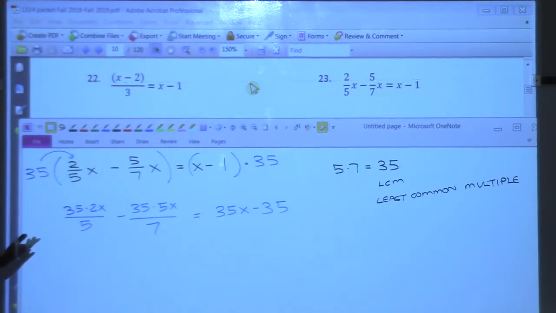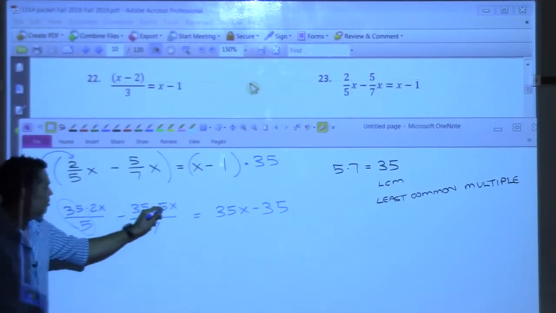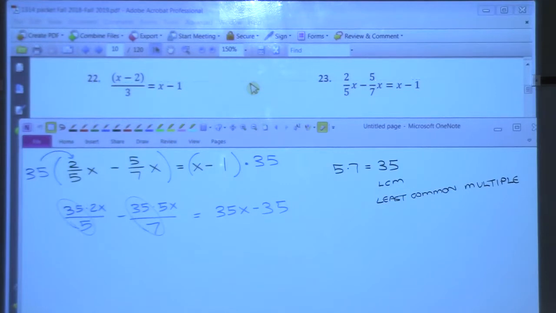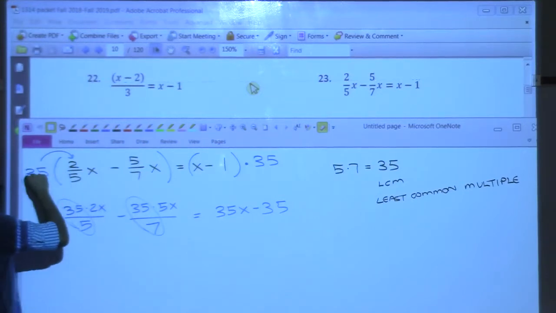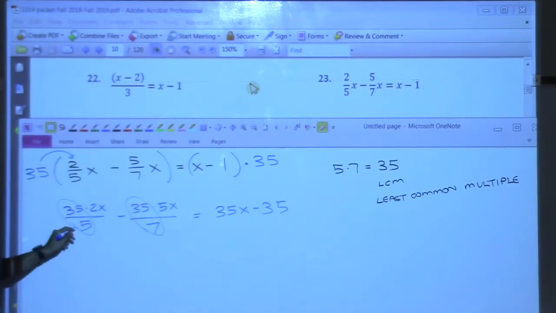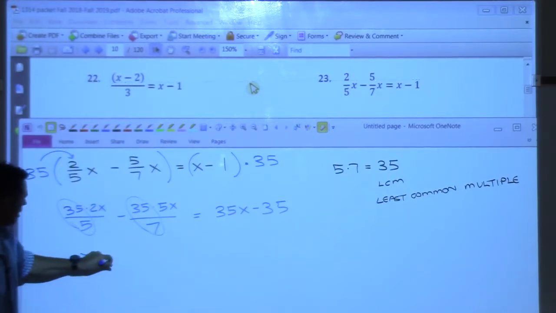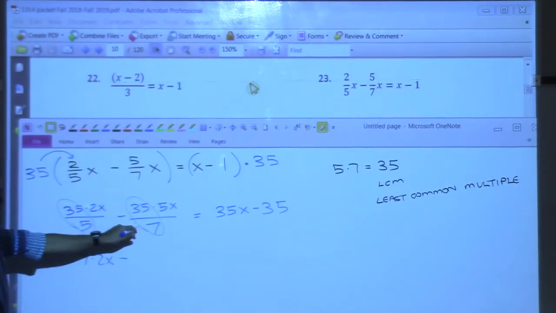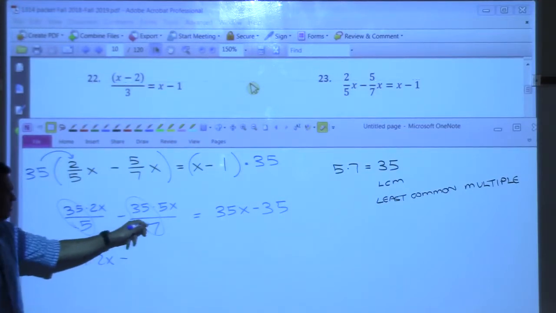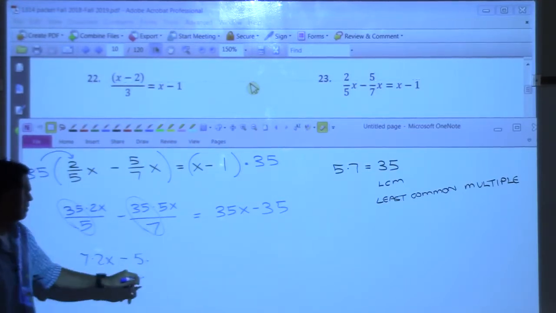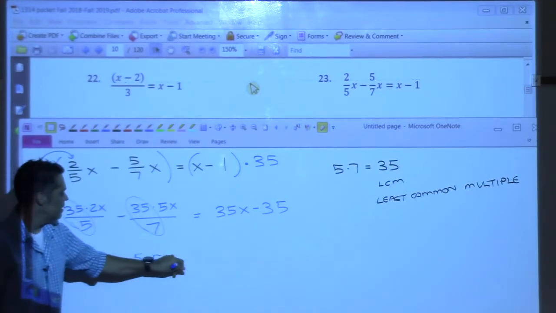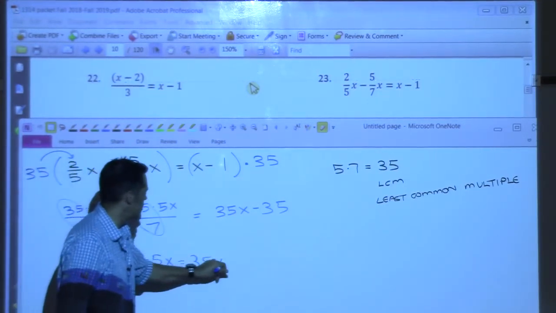Sure? Y'all give me this weird look. So the reason I didn't multiply these two together and give you 70 is because this is going to become 7. And I didn't multiply these together because this is going to become 5. So it's like they kind of cancel as you go through. And we should get these to become nice numbers. This will become 7 times 2x. I still had 2x there. Minus what? This becomes 5 times what's still here? 5x. Then equals 35x minus 35.